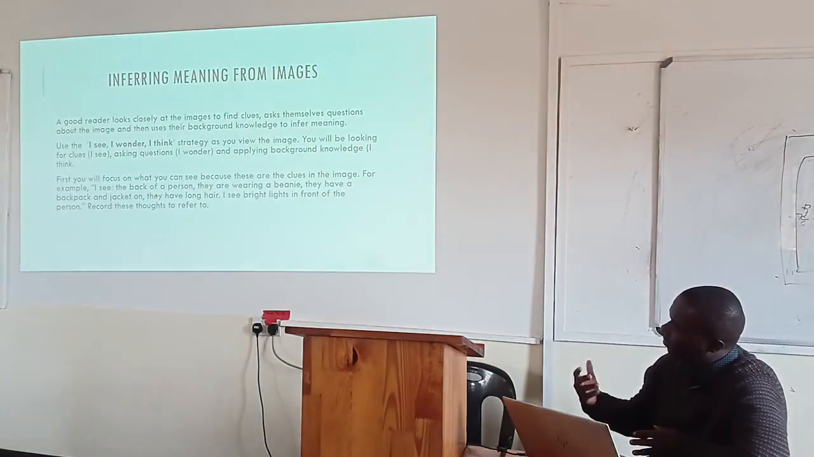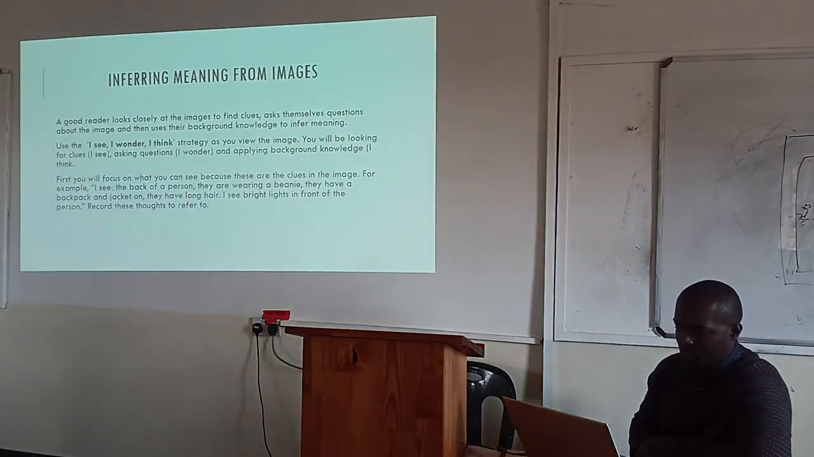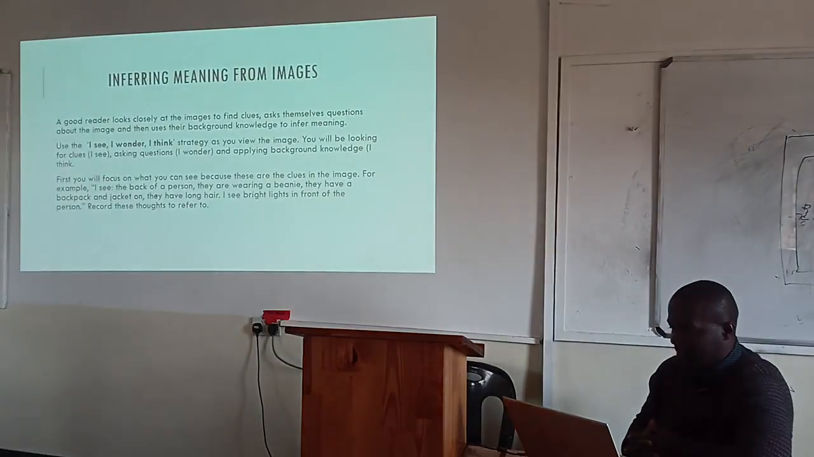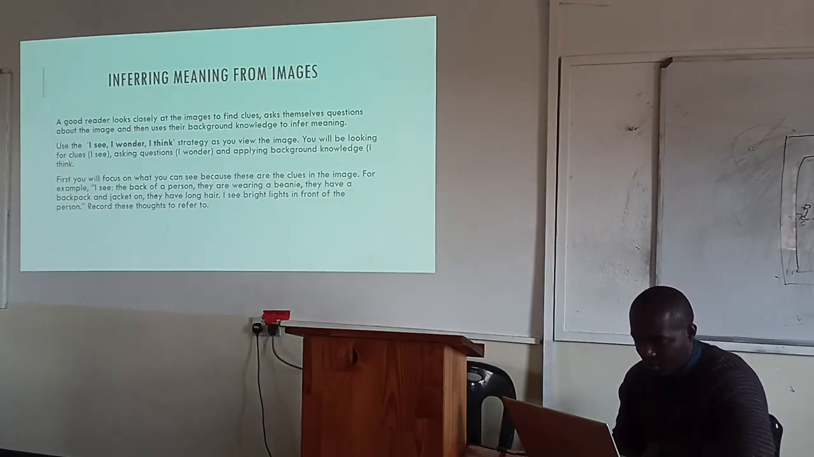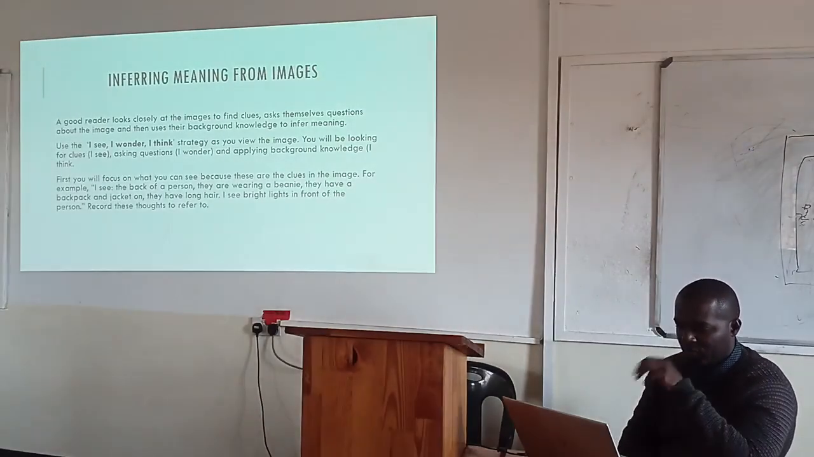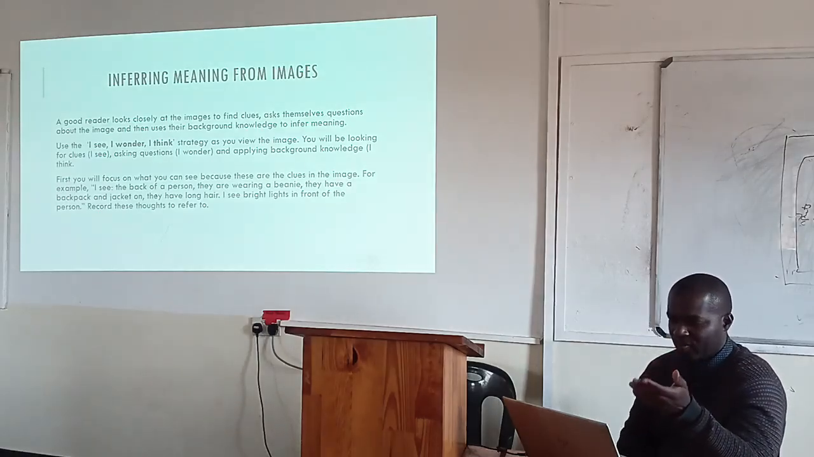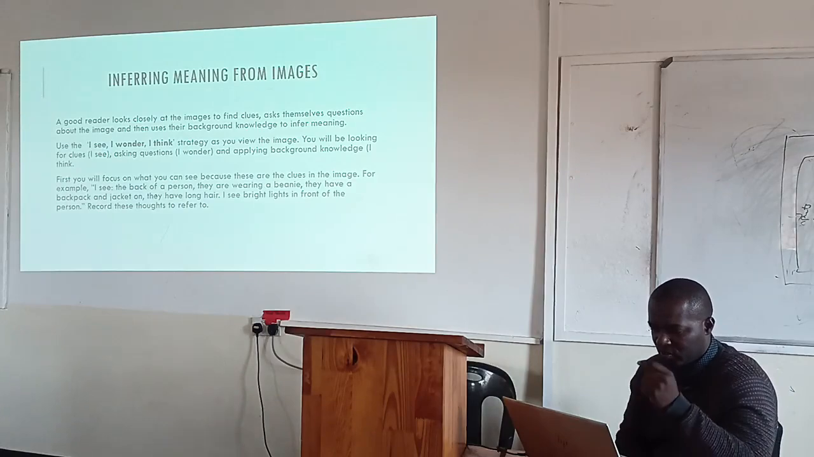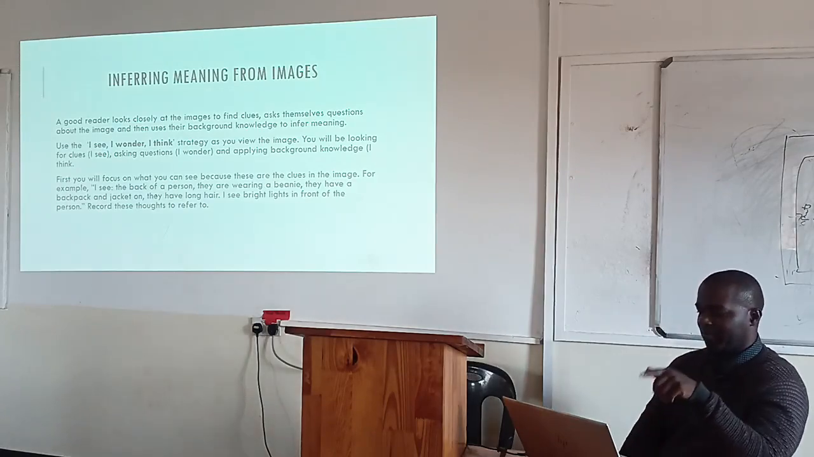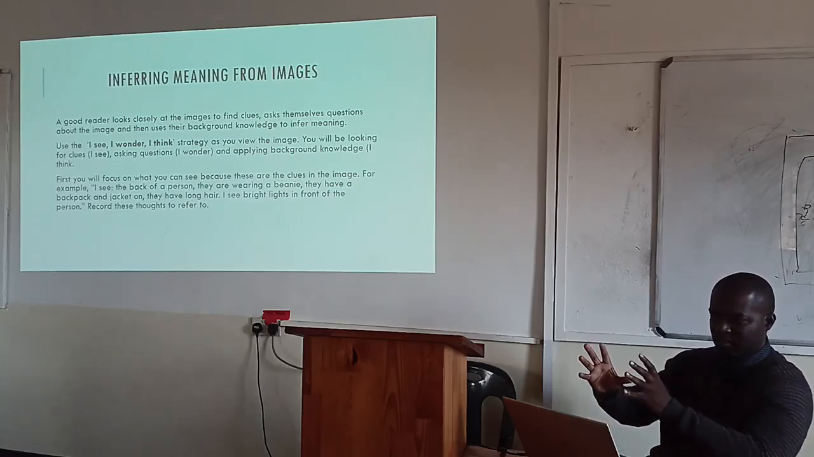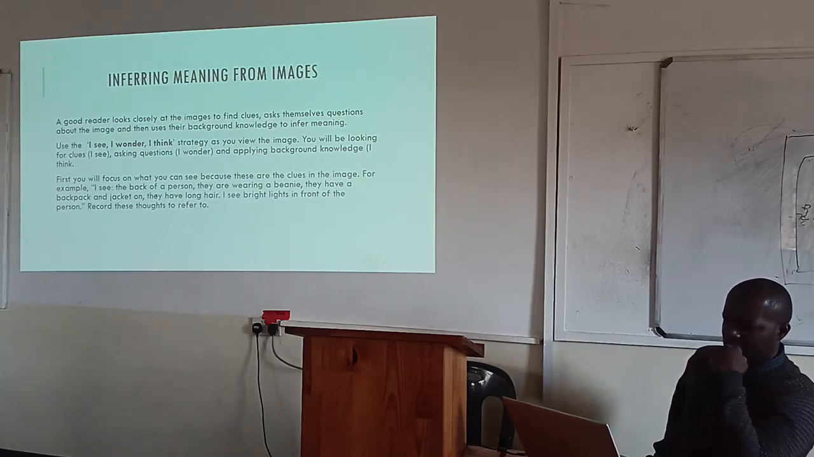And as you see, it's the same thing we have talked about. A good reader looks closely at the images. If there's an image, look closely at the image or images to find clues, and ask themselves questions about the image, and then use background information to infer the meaning. So the questions are the questions we are talking about. There's an image that has been presented in your text. Then you look at the image, then you try to ask a question.